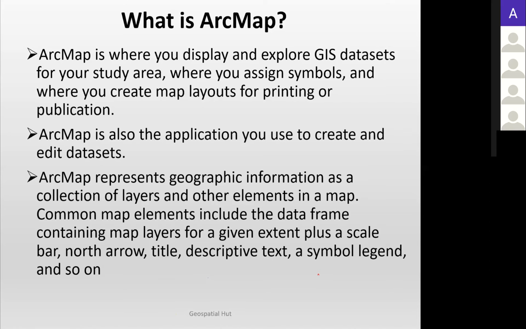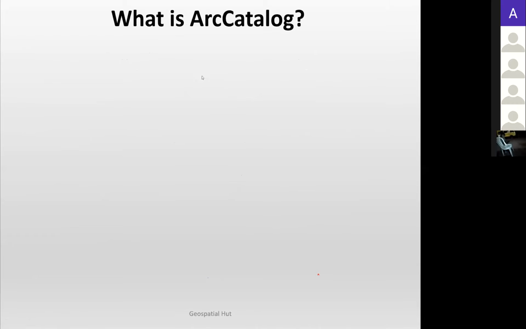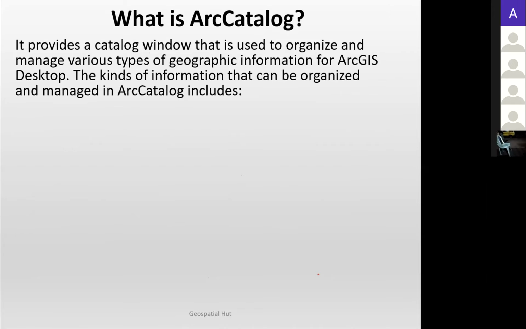Then what is ArcCatalog? Part of the ArcGIS Desktop is ArcCatalog. They are all linked together, but you have to enable one from the interface. It provides a catalog window that is used to organize and manage various types of geographic information for ArcGIS Desktop. The kind of information that can be managed in Catalog includes your database.